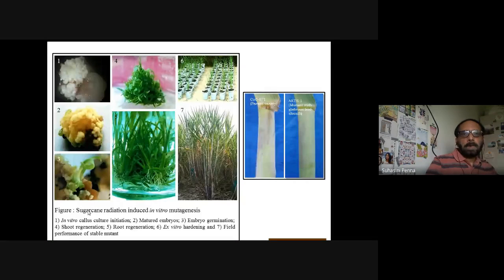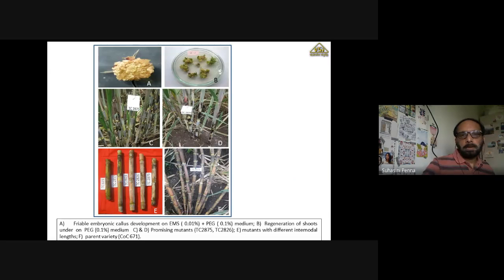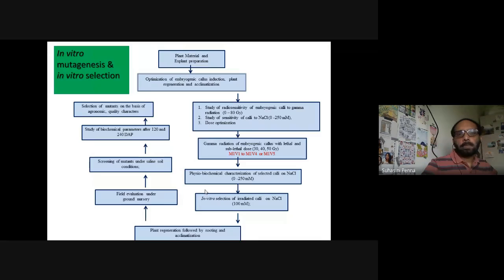So, at the callus stage, we try to induce embryogenic callus and then irradiate it, and then develop the irradiated cultures through different cycles, which I'll talk to you about in the next slide, and then regenerate and field grow the mutants. This is EMS. One of our collaborators from USA has done EMS-based mutagenesis in sugarcane and developed very good mutants, which are now under evaluation.